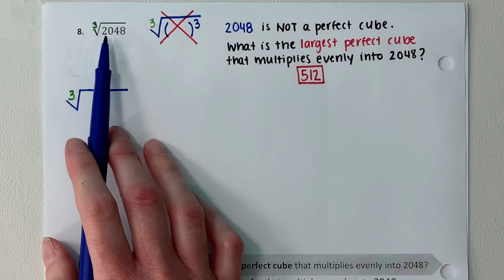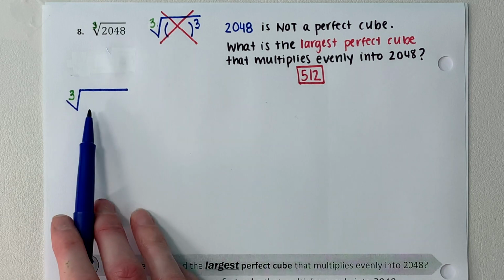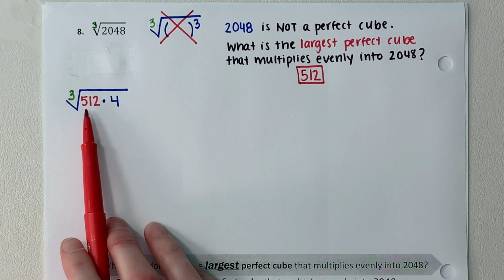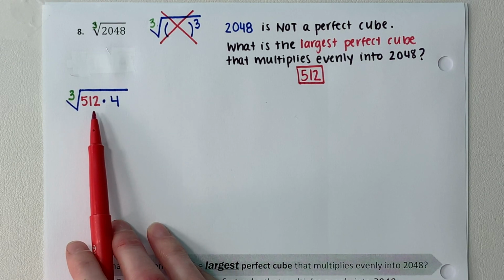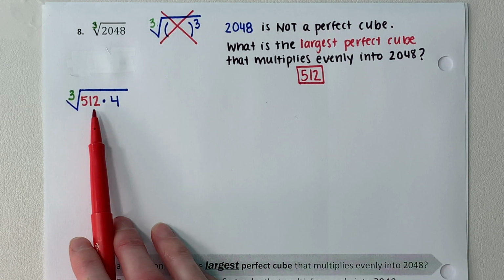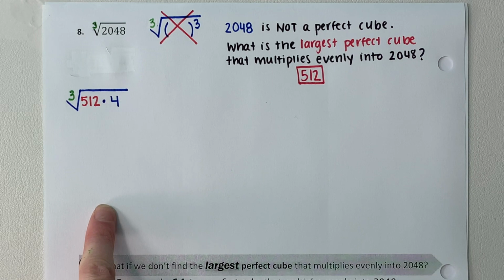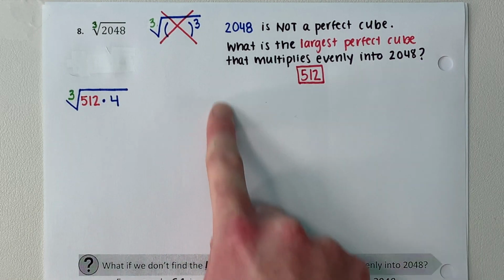We need to rewrite 2048 as 512 times some number. 2048 can be written as 512 times 4. Now you'll notice that throughout the rest of the chapter, I'm always going to put the perfect powers in red. I recommend that you do the same in your notes. And if you don't have colored pens, you could instead underline your perfect powers. Now, first I'm going to work through this using the longer notation. After that, I'll show you the condensed notation over here.